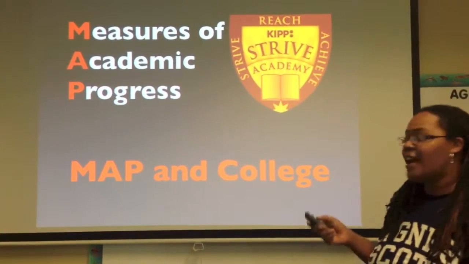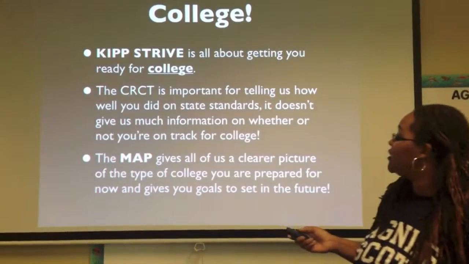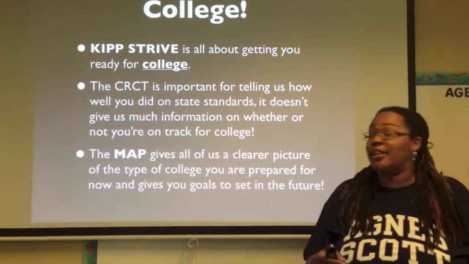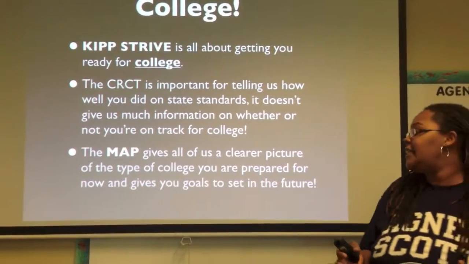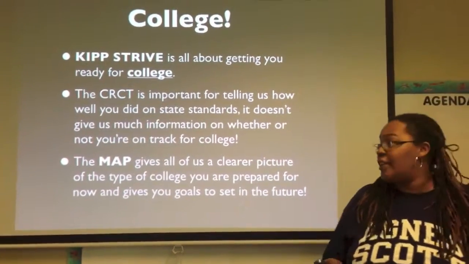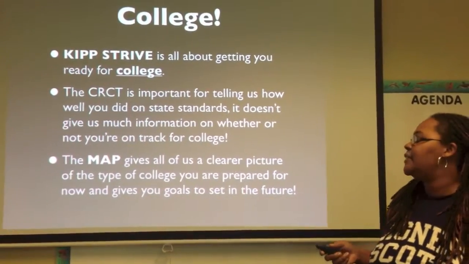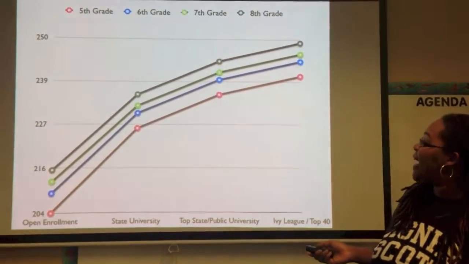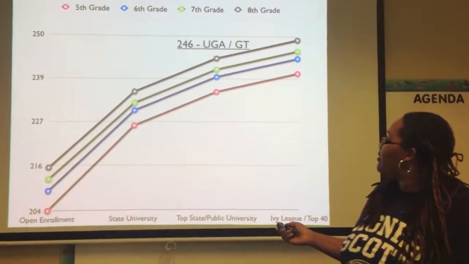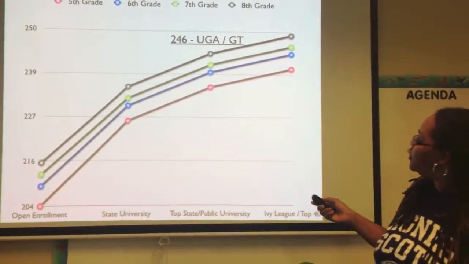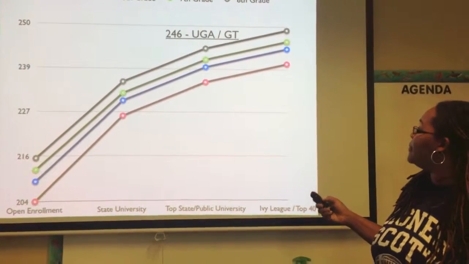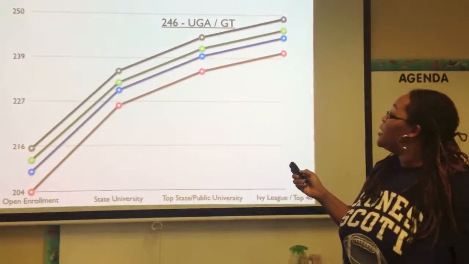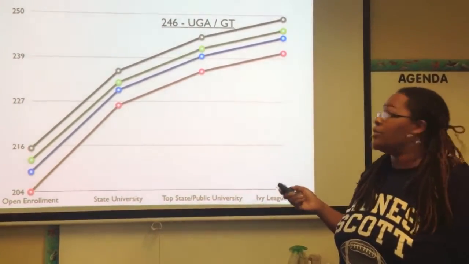So now I'm going to talk about how MAP correlates to college. At Strive, all of you know that we are getting you prepared to go to college. While the CRCT tells us what you know on state standards, the MAP test is going to give us a clear picture of what type of college you're ready for. For example, if we have an 8th grader who is scoring about 246 on the MAP test, that gives us an indication that he or she could possibly get into UGA and Georgia Tech.